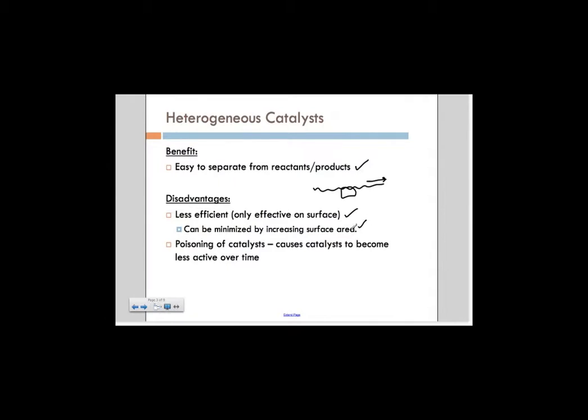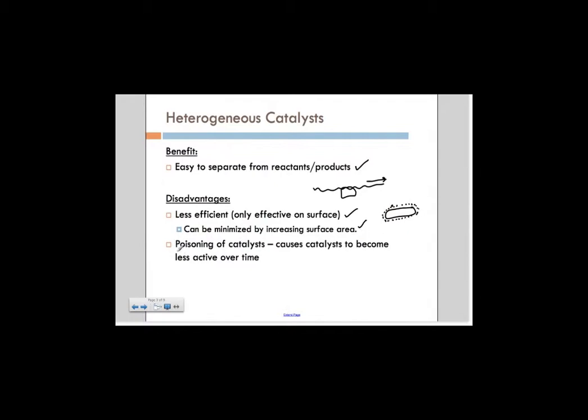You can minimize that effect by increasing surface area, and usually what happens here is you might have, say, a catalyst that's really reactive. You might make it really small particles and then sort of coat those particles on the surface of something that is not the catalyst, which is usually cheaper. So that allows you to sort of get the most bang for your buck for that solid material.